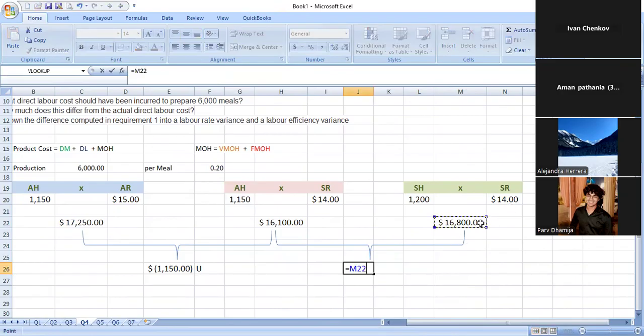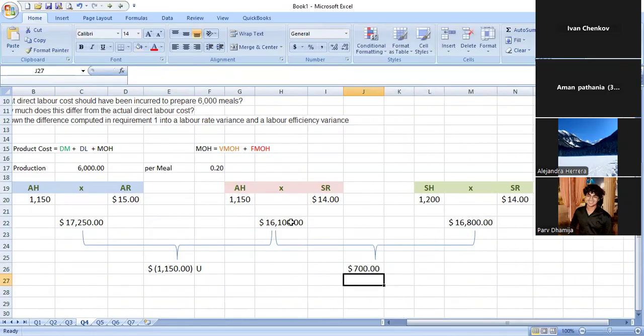So where does that bring us? This one minus 700, favorable. 700 favorable. Why is it favorable? Because we're using fewer hours. Make sense? Yes. And because we're using fewer hours to produce those meals, we have this favorable variance.